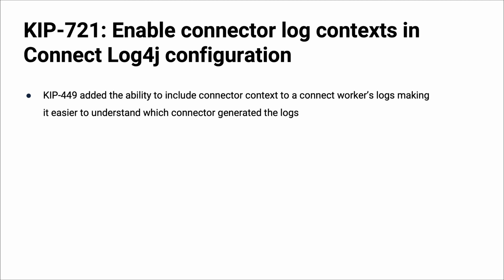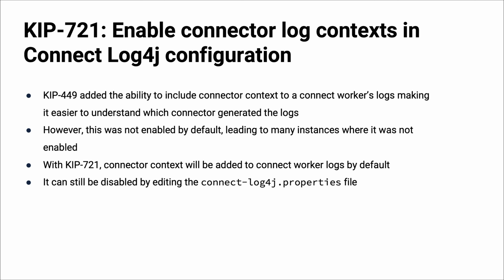Now, you may remember from, I believe it was the previous release, 449 gave us the ability to include connector contexts in a worker's log output. So it was a huge improvement, just a lot easier to trace through the logs. Well, it was so great, we decided we wanted it on by default. And that's really all this KIP does, is so the work of 449 is now enabled by default. You don't have to enable it explicitly.